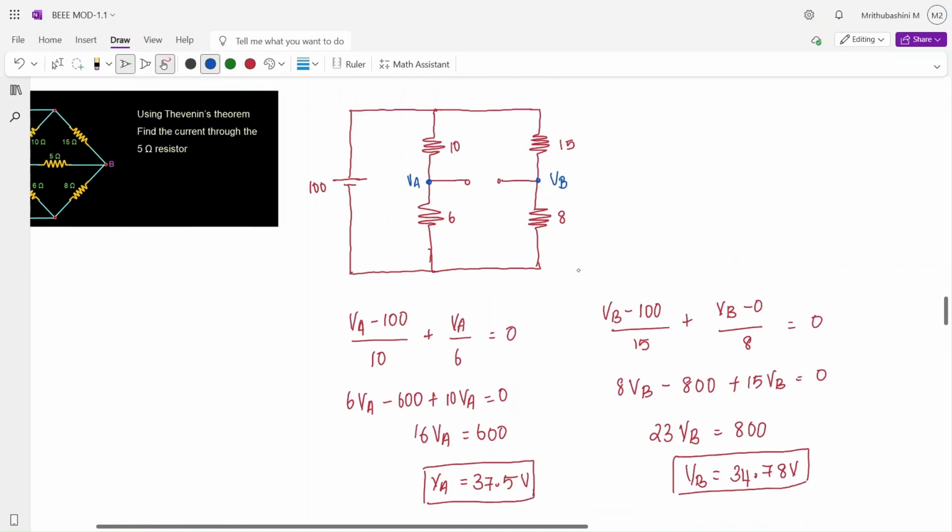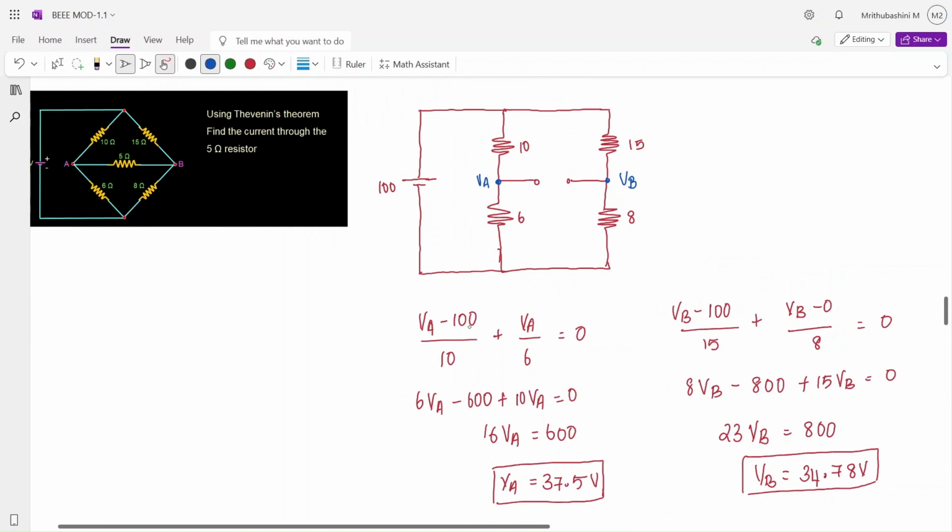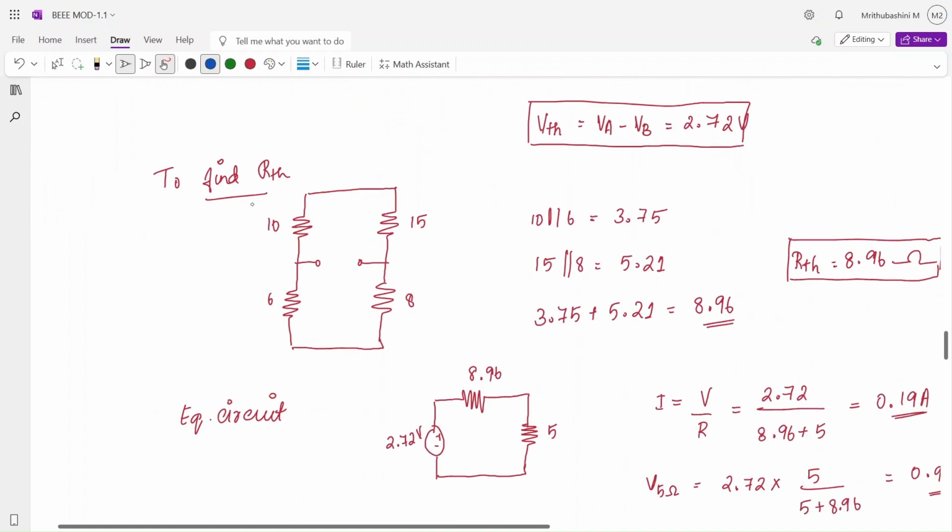Now, how will you find RTH? You have to remove the sources. That's it. Here you can see 10 and 6 are in parallel, and 15 and 8 are in parallel. So just solve it. If you solve 10 and 6, and 15 and 8, and draw an equivalent circuit, then you can clearly see that those two will be in series with each other. So if you solve it, you'll get 8.96.